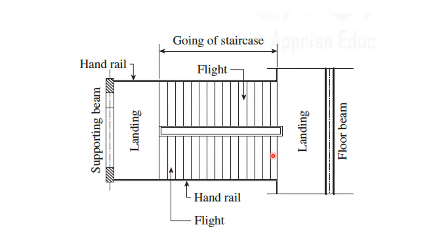Once you climb the staircase, there will be an area to stand or take rest, and that area we call the landing. It may be provided both at the beginning of the staircase as well as at the end. Similarly, the landing will be supported on beams at the outermost part, and these beams we call supporting beams. At the extreme parts of the staircase as well as the landing, we provide handrails for safety purposes.